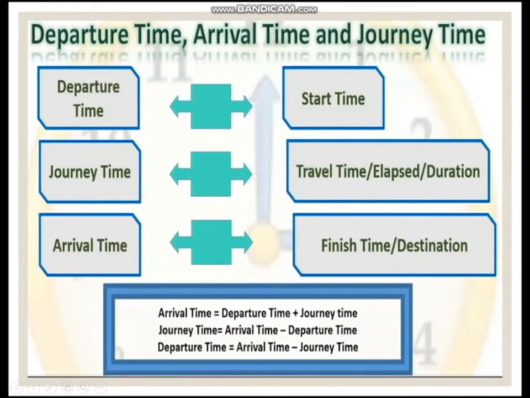If I talk about the formula for finding the arrival time, you just need to add the departure time and the journey time and you will find the arrival time. For the journey time, you take the difference between the arrival time and the departure time. And for the departure time, you take the difference between the arrival time and the journey time. So these are the formulas. You should remember them, which will make the calculation much easier.